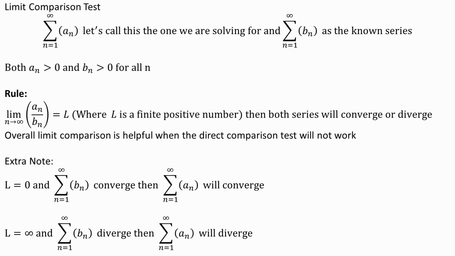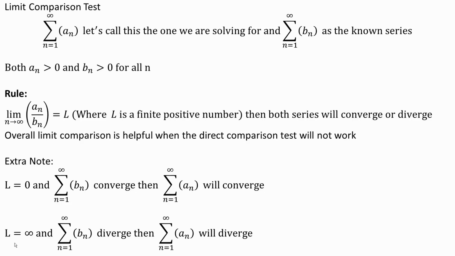So if b sub n converges, then a sub n would also have to. You can think of it another way. If a sub n divided by b sub n is equal to 0, this means that a sub n is so much smaller than b sub n. And if b sub n converges, then a sub n would have to also.